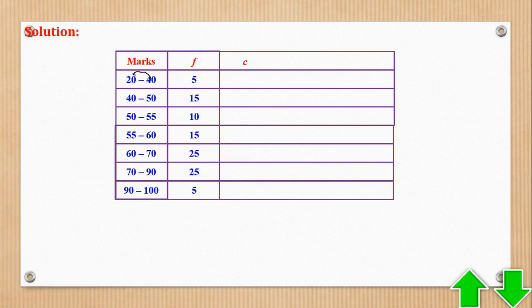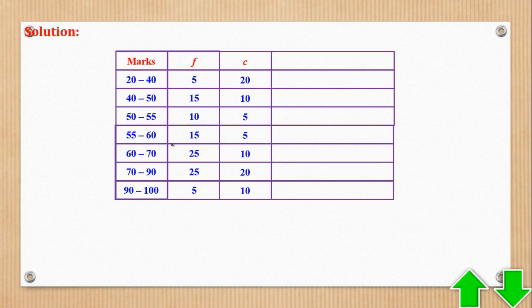So 40 minus 20 is 20. 50 minus 40 is 10. 55 minus 50, it is 5. 60 minus 55, it is 5. 70 minus 60, 10. 90 minus 70 is 20. 100 minus 90 is 10.